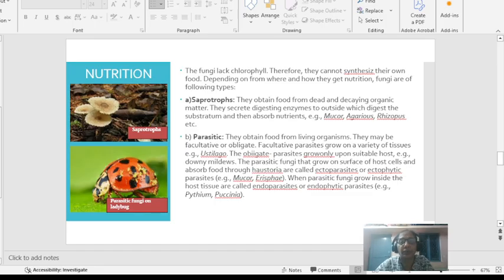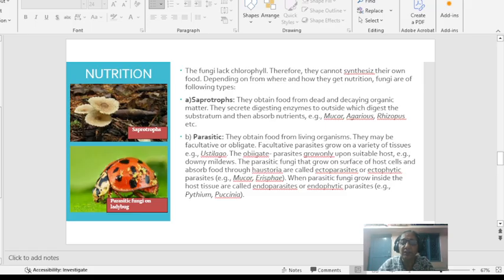Regarding the nutrition, the fungi basically are achlorophyllous. They cannot synthesize their own food, so they get their nutrition in the following ways. One, we call it the saprotrophs. Saprotrophs are the fungi which obtain their food from dead decaying organic matter. These fungi secrete certain enzymes outside, digest the substratum and then absorb the nutrients.